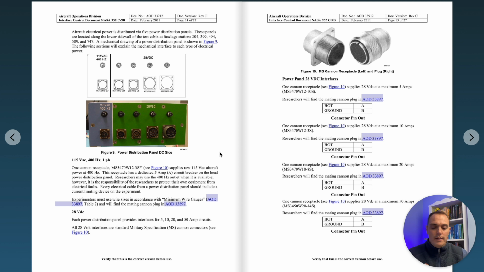So whether you're integrating components, they'll have an ICD. Whether you're integrating subsystems, they should also have an ICD. And if you're integrating systems onto larger systems or smaller systems, they will also have an ICD. So ICDs are imperative when it comes to integration.